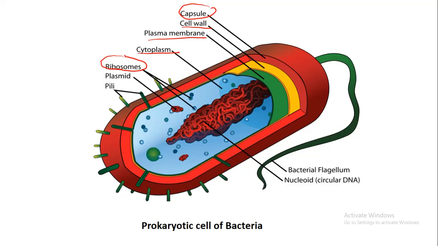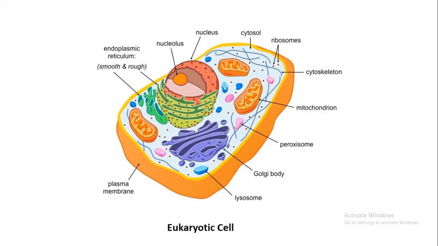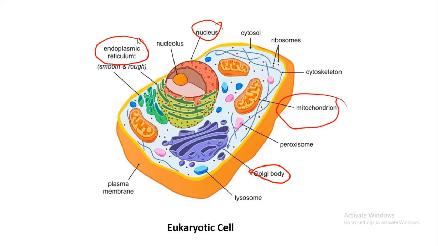On the other hand, when you talk about eukaryotic cells, they contain what we are calling the organelles. Good examples of organelles we can identify in eukaryotic cells are the Golgi bodies. You can also talk about the mitochondria, the nucleus, the endoplasmic reticulum and many other organelles. So, like I said, the ribosomes are found in both prokaryotic cells and also in eukaryotic cells.